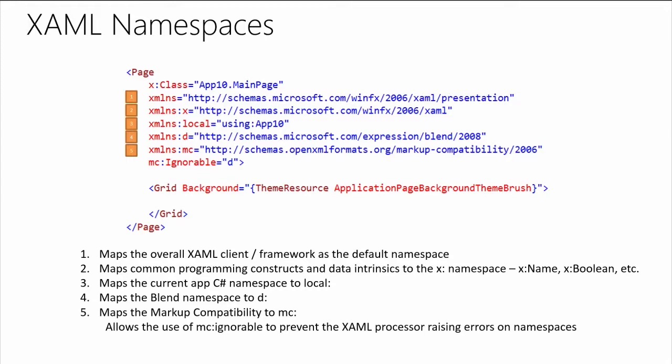But then I might need other things. And so talk to me about X, because X is pretty cool. Yes, X is used very frequently. It defines your main programming constructs and also gives you access to data intrinsics, which is just a fancy way of saying the data types that are common to .NET or WinRT, such as Boolean and string and so forth. So we commonly see it in terms of referencing name and so on. Yep, like x:Name. That's right. And we'll cover that in another slide in more detail.